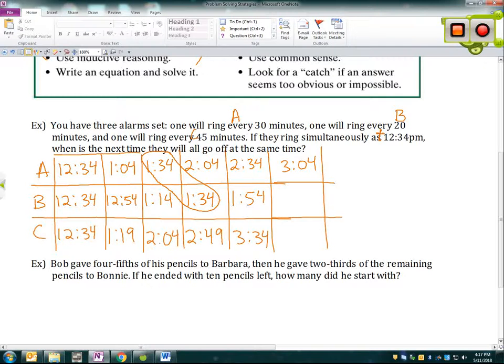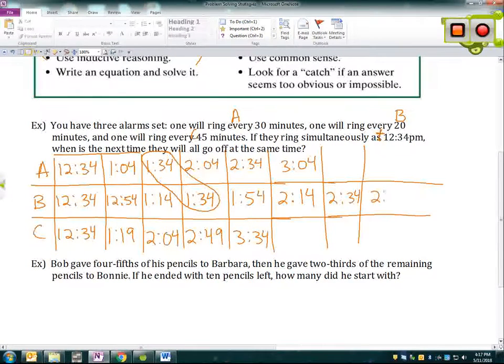Then back up to alarm B, 1:54. This is the 20-minute alarm, so then I'm going to have the next alarm at 2:14, and I need to continue this. Okay, and then at 2:34, and there's another overlap time with alarm A, but not with alarm C, okay?